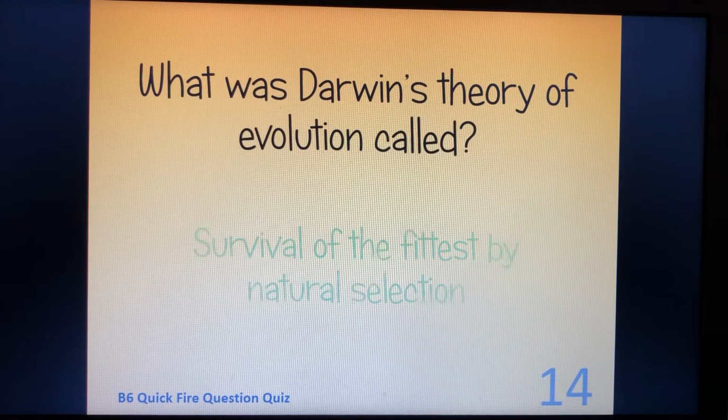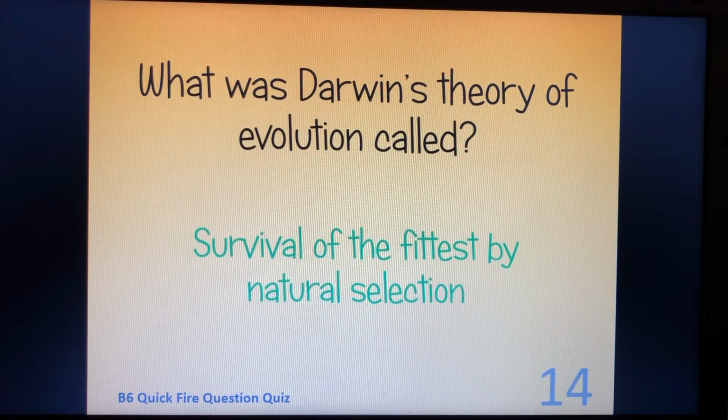And the answer is survival of the fittest by natural selection. If you said survival of the fittest or if you said natural selection, that's okay. The best answer or the ultimate answer is survival of the fittest by natural selection. Saying that the individuals with the best features are more likely to survive, therefore reproduce, and therefore pass on those genes, those traits to their offspring.